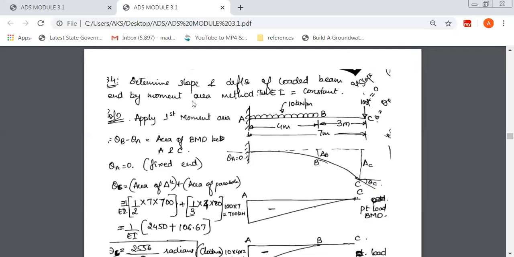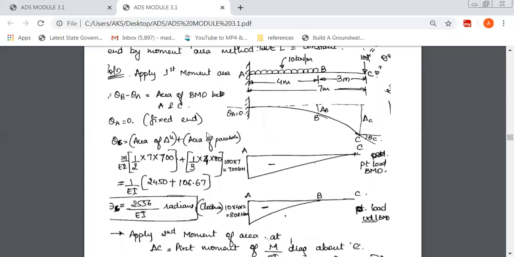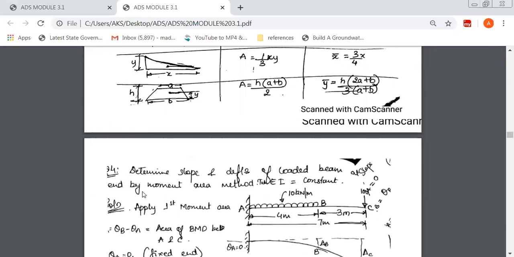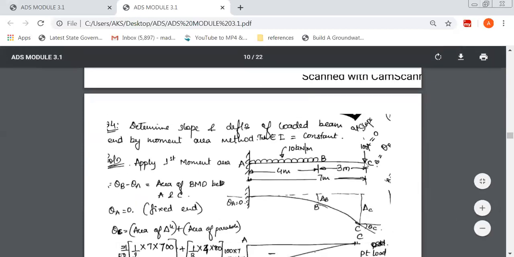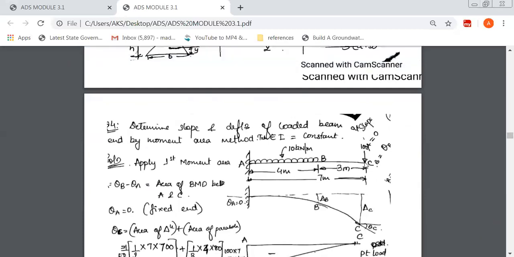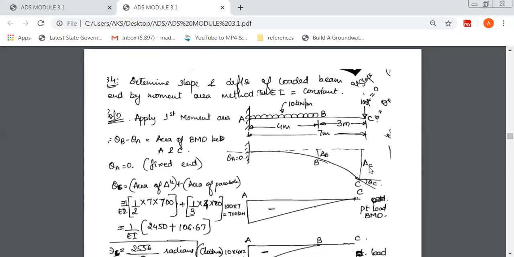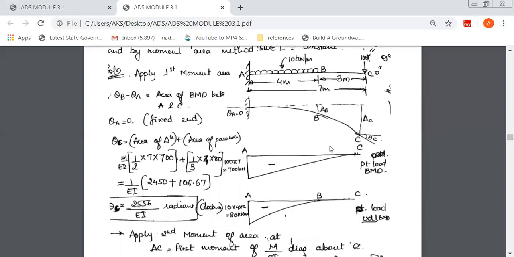Now what we'll find out here is, they asked us to find only the slope and deflection for the loaded beam end by the moment area method. So the beam end is C. So you're supposed to find out only theta C and delta C. These are the two things you're supposed to find out. Now, because there are two different loads, we'll draw the bending moment diagram separately. One is due to the point load and the other is due to the UDL. Now see here, due to the point load.